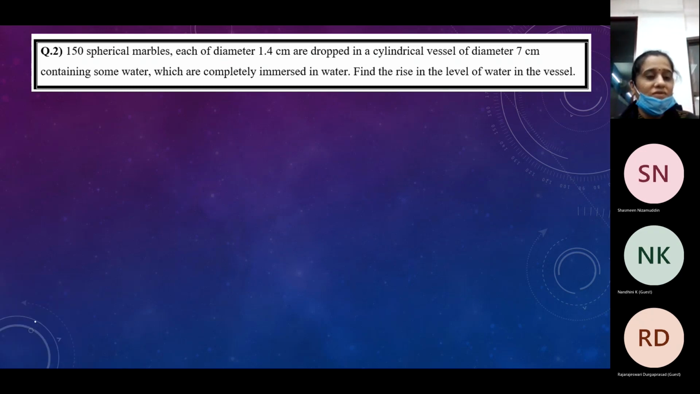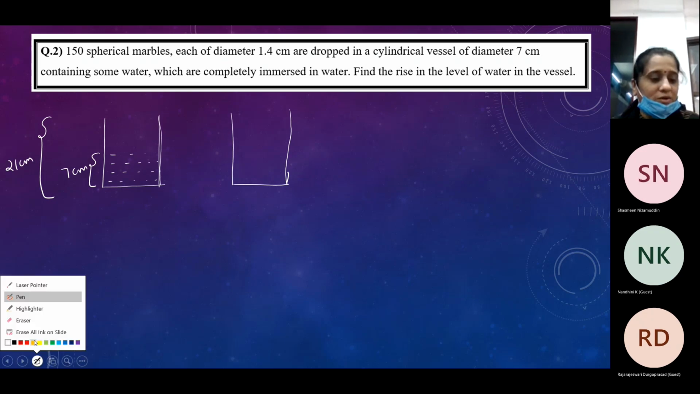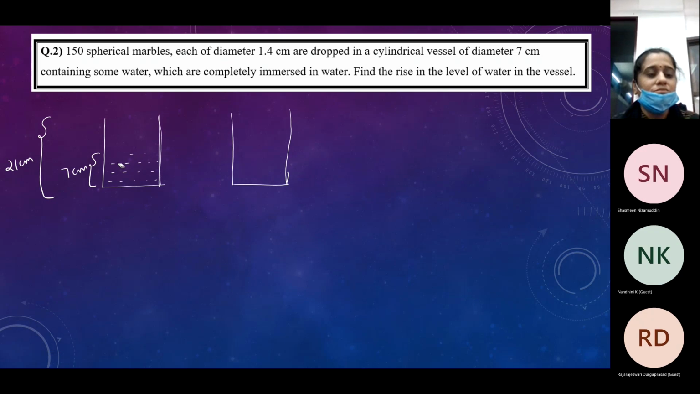Now, consider a cylindrical vessel. I'm just drawing it like this. It's a cylindrical vessel. The same cylindrical vessel here. Now this is filled with water. Say the height of the water is 7 centimeters, and the height of the vessel, say, is 21 centimeters. Let me reduce the height of the water.